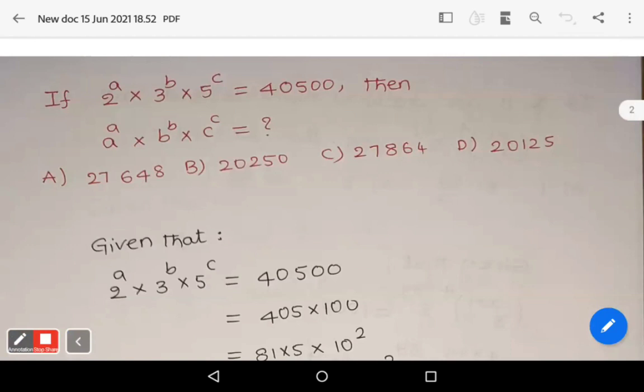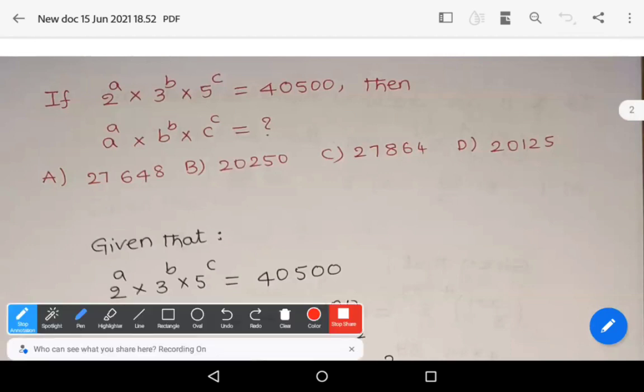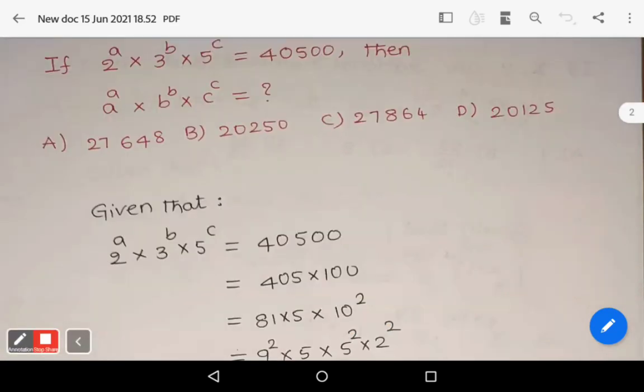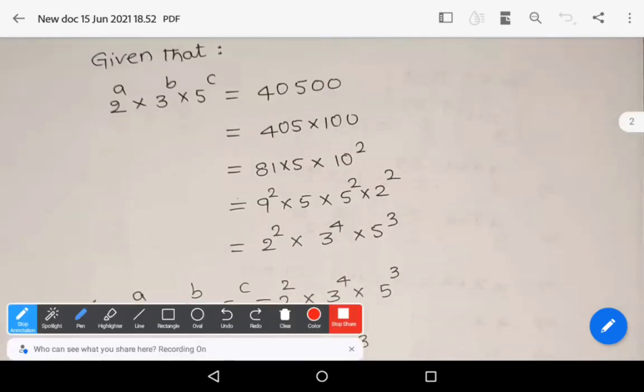The given one is, if 2^a, 3^b, 5^c is equal to 40,500, then find the value of a^a into b^b into c^c. We have 4 options. You have to find the correct one. Observe that they gave 2^a into 3^b into 5^c is equal to 40,500. 40,500 can be written as 405 into 100.